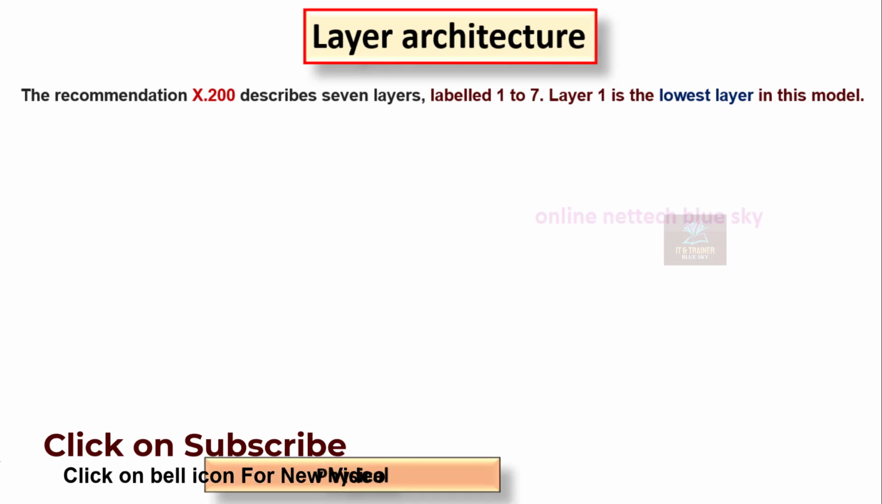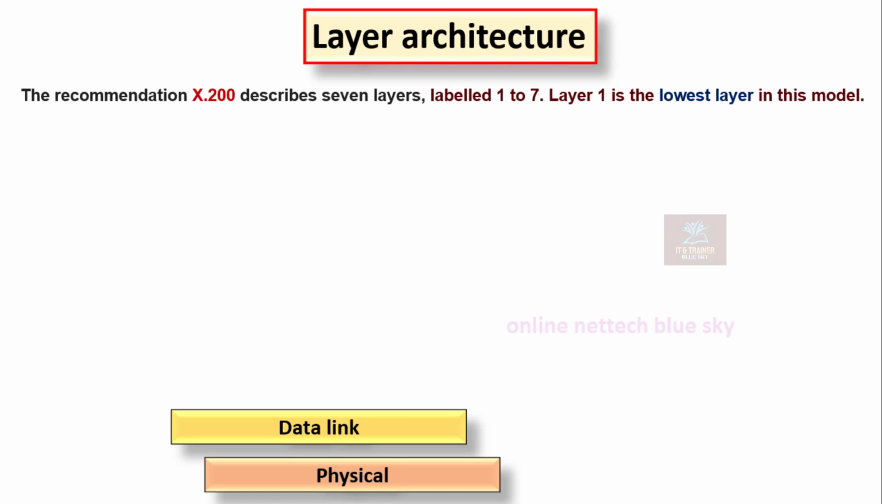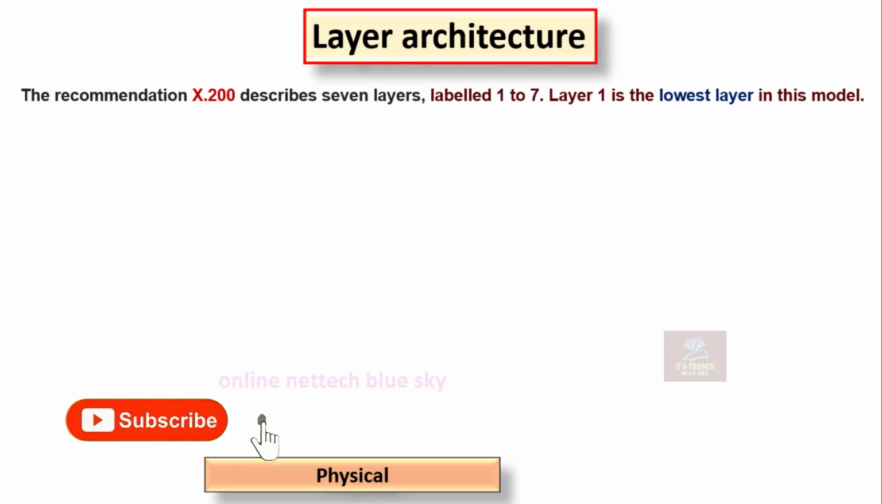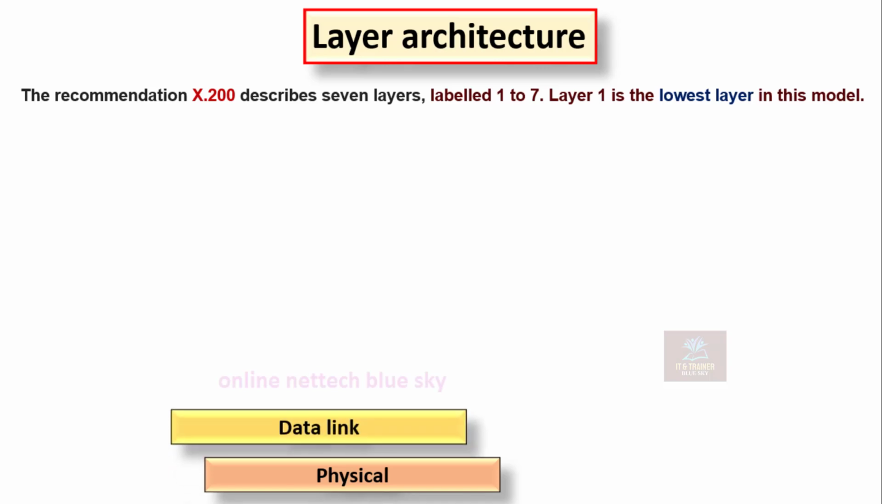So the first layer is the physical layer. This is the first, lowest layer. Layer 2 is the data link layer. First, let's understand the physical layer. The physical layer works only to convert your data, any data, into electrical signals. That is the physical layer's work. I will show you in detail.